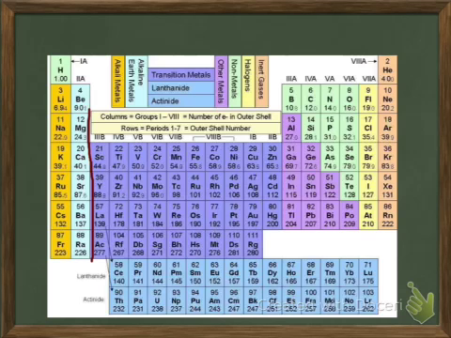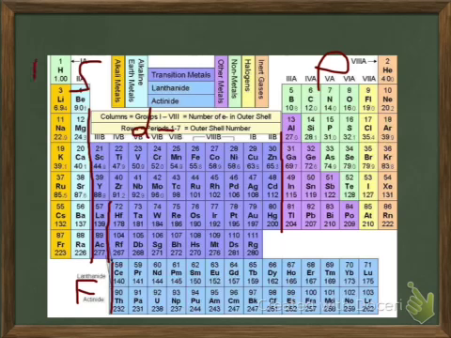This is the s block. This is the d block. This is the p block. And this is the f block, which has its link through the d block.